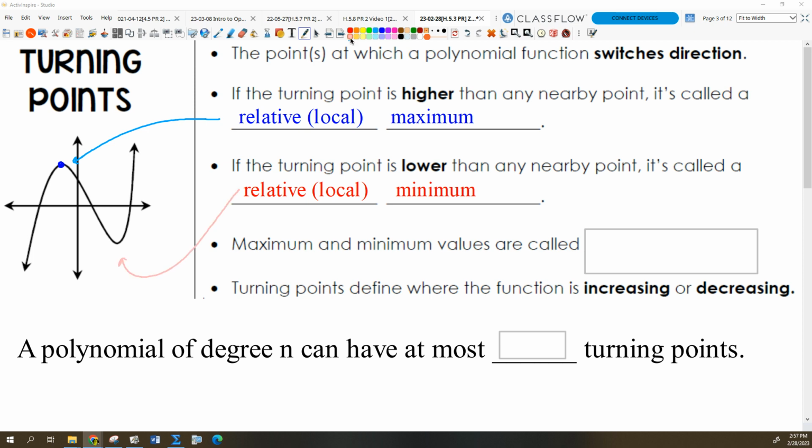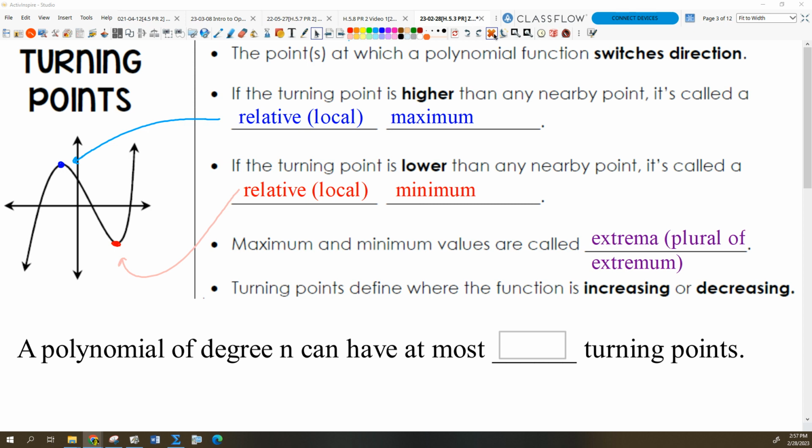A relative minimum, on the other hand, is going to be like that point right there. How come? Because it may not be the absolute lowest point on the graph, but relatively or locally speaking, it is. Okay. Bottom of a valley. Makes sense? Give me thumbs.